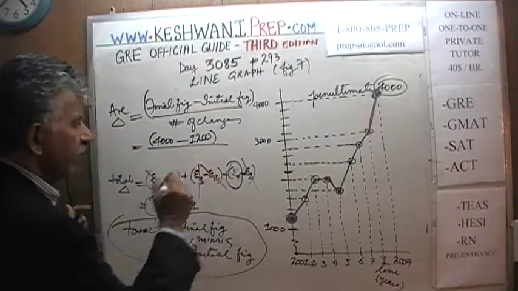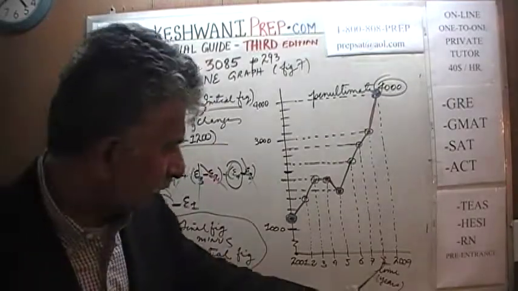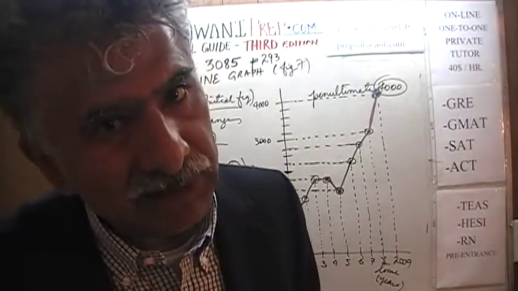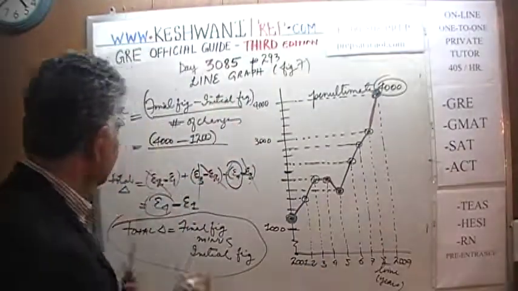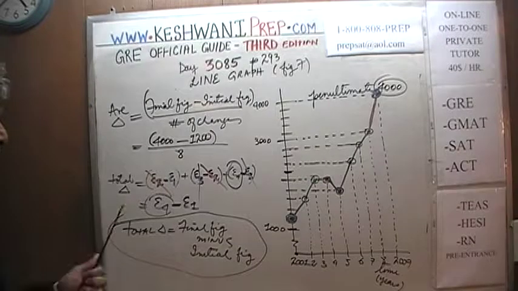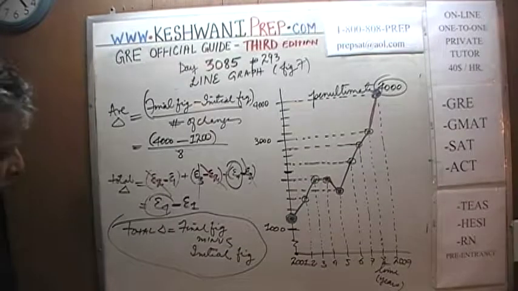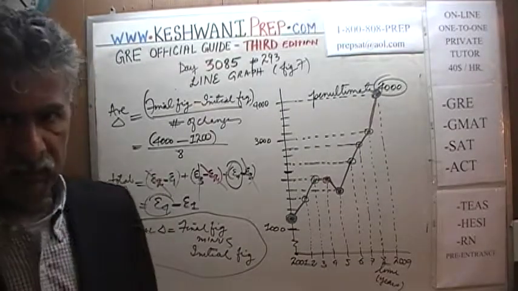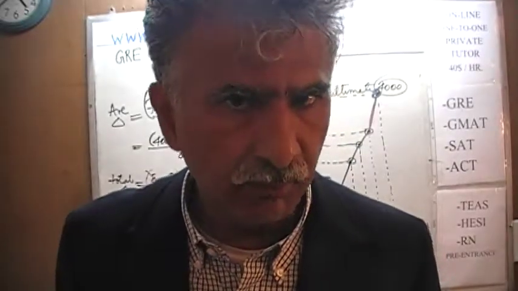And how many changes did we have? Well, we are going from 2001 to 2009. We had 8 changes. Remember that, not 9. 8 changes. There you go. So we have to erase all of this and figure it out. 4,000 minus 1,000 would have been 3,000. So 4,000 minus 1,200 is going to be, instead of 3,000, 2,800.